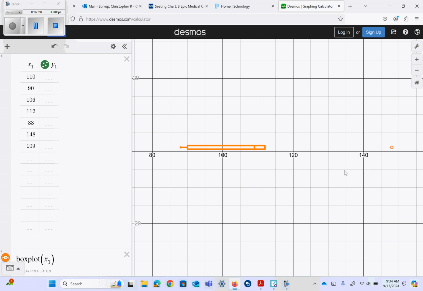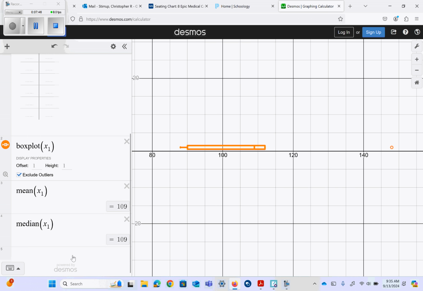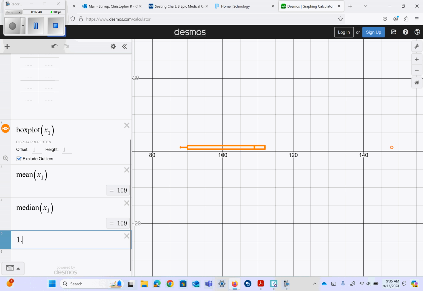First off, is that outlier to the right or to the left of our picture? To the right. Okay, so for the outlier to the right, I want to find this. So this would be at like 110. So that's about 112. So I have 1.5.